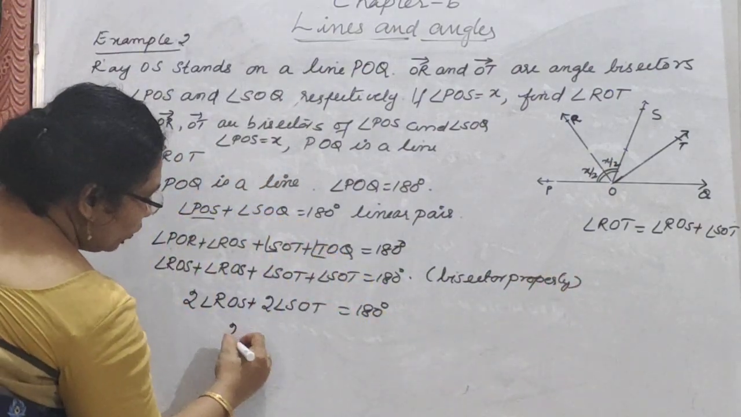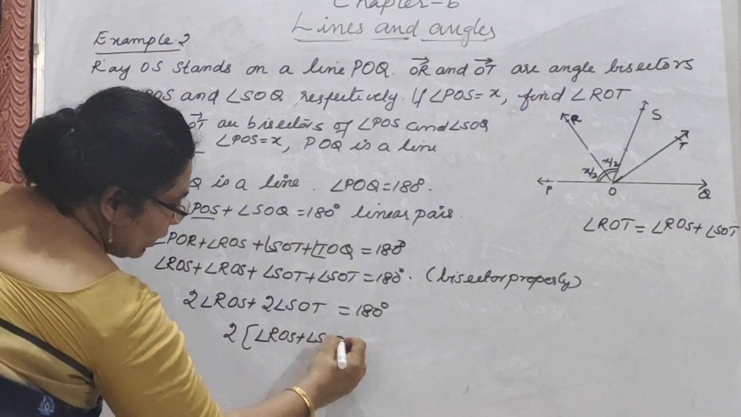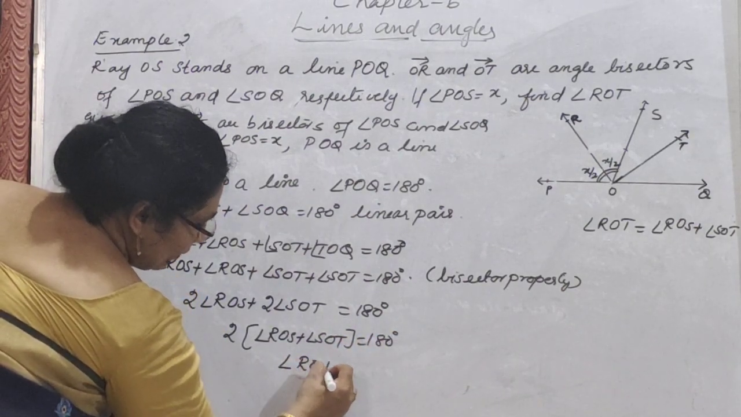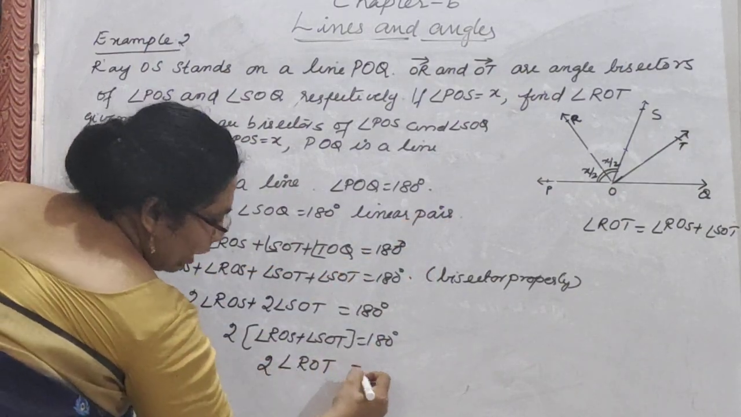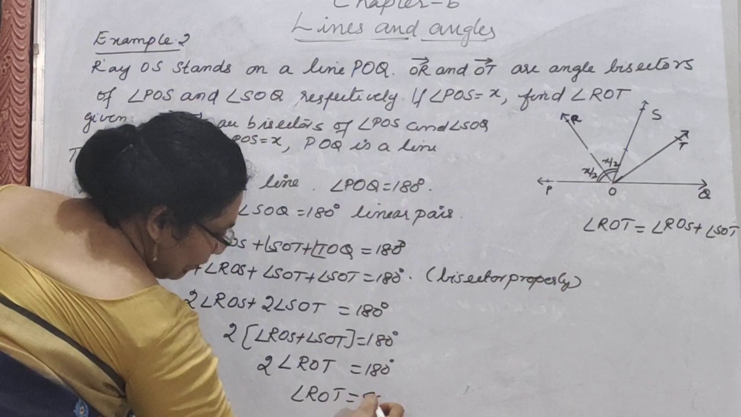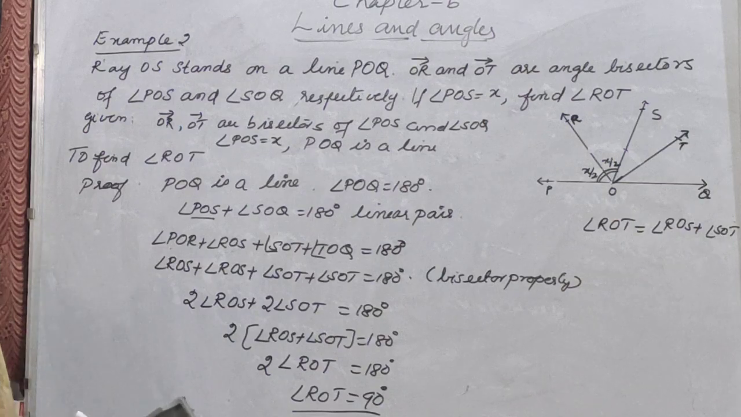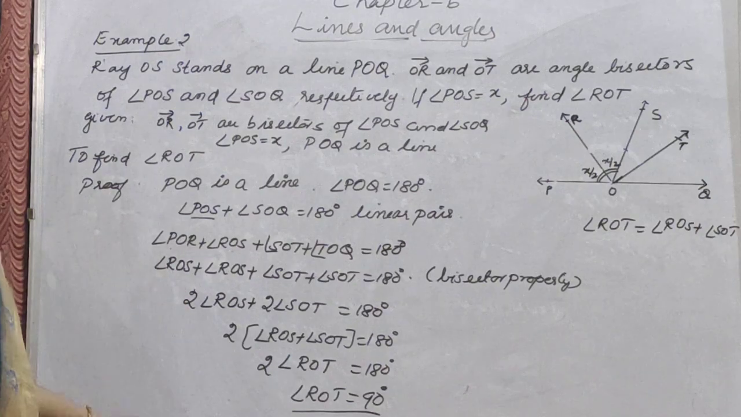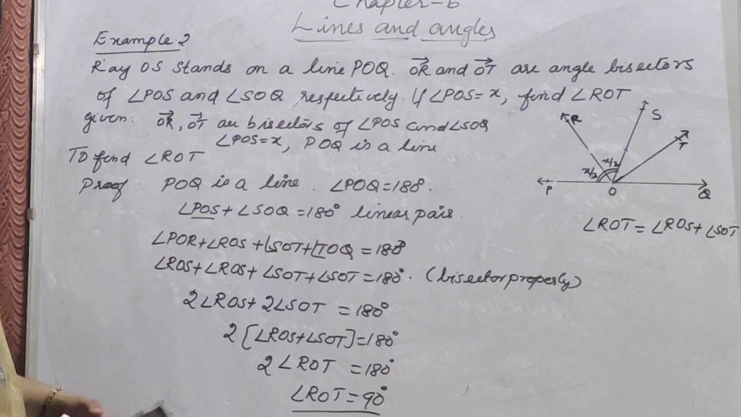Now 2 common, 2 into angle ROS plus angle SOT equal to 180. Therefore angle ROS plus SOT, what is the sum from the figure? ROT only. 2 into angle ROT equal to 180 degree. Therefore angle ROT equal to 90 degree. We have not used POS equal to X. If you require, we can use that one, but you can understand the bisector property clearly from this. There is no need of using like this. We can use the same letters only. So finally we got the value ROT equal to 90 degree.